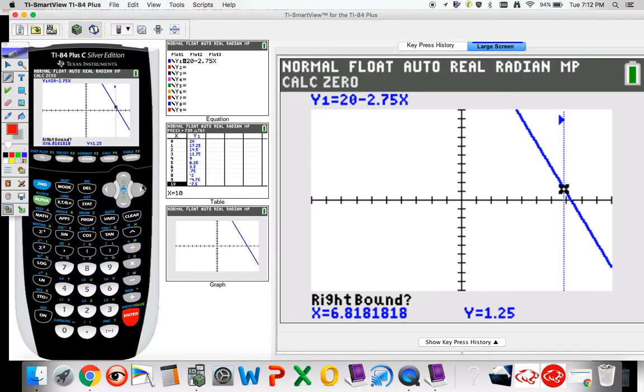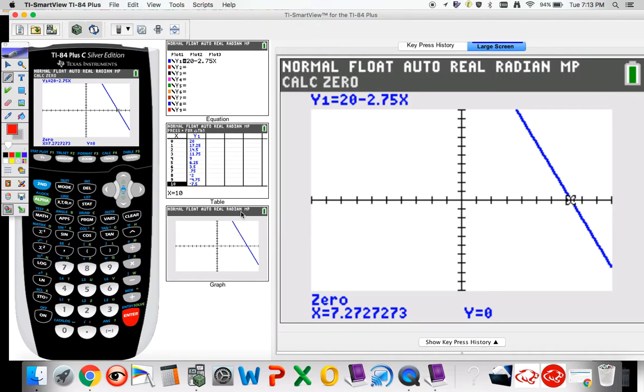Then it says right bound, so I'm going to keep hitting my little blinky over. Okay, so now I'm on the right side of that point. I'm going to hit enter. Then it says guess. You don't have to move your blinky at all. You just hit enter. And so here's my 0. So my 0 is x equals 7.2727273. I'm just going to round that to x equals 7.27.